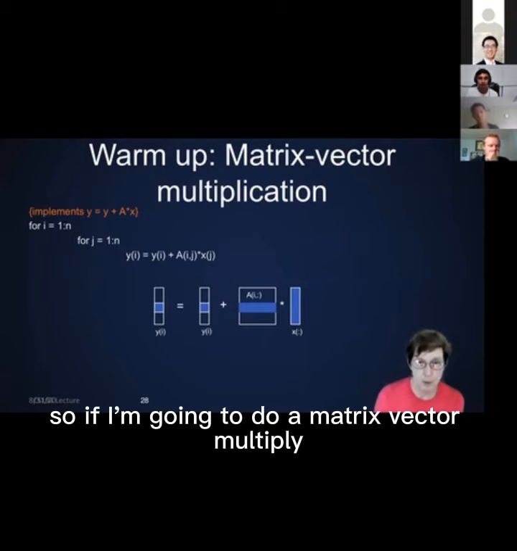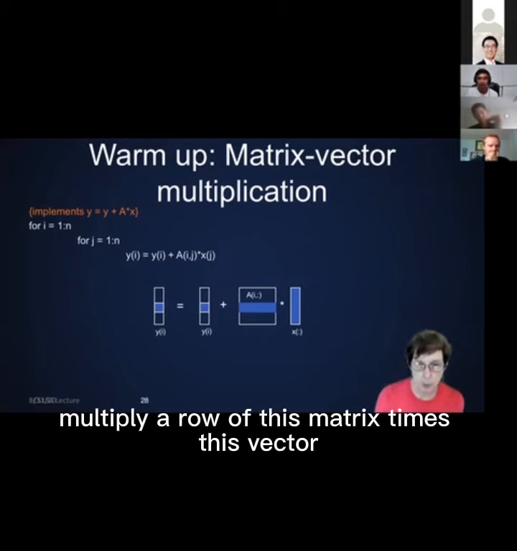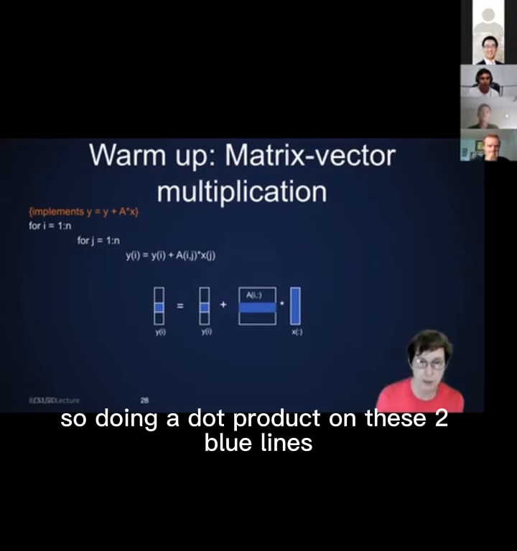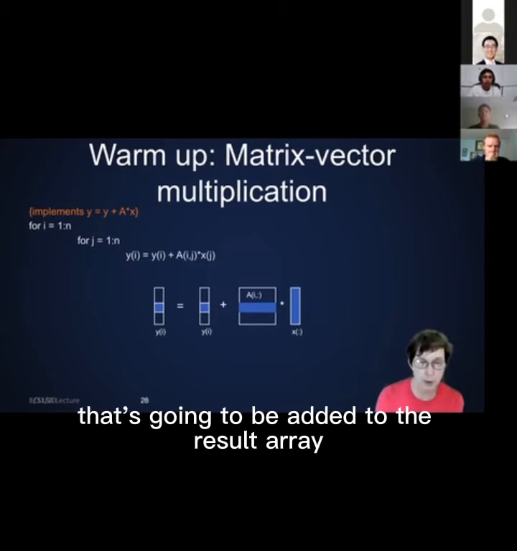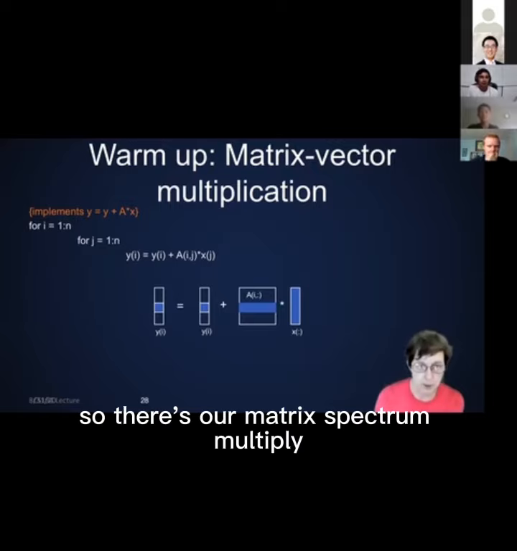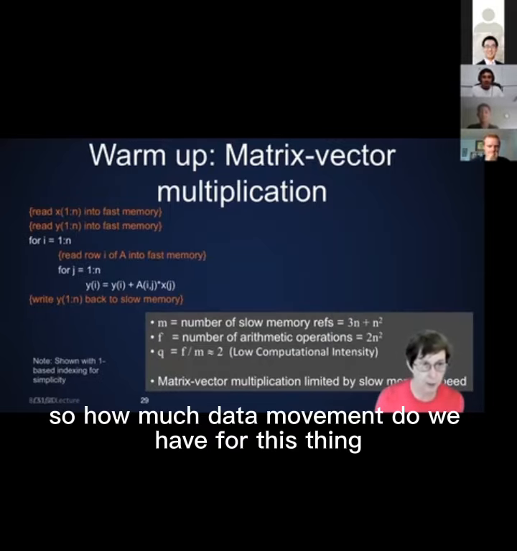So if I'm going to do a matrix vector multiply, I'm going to multiply a row of this matrix times this vector. So doing a dot product on these 2 blue lines and getting a single element that's going to be added to the result array. So there's our matrix vector multiply. So how much data movement do we have for this thing?